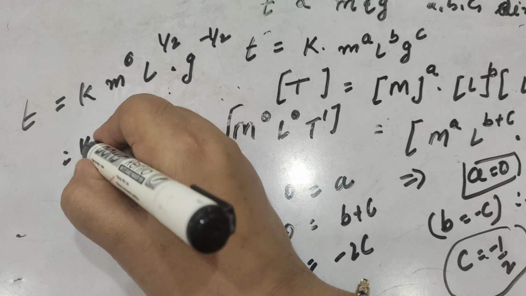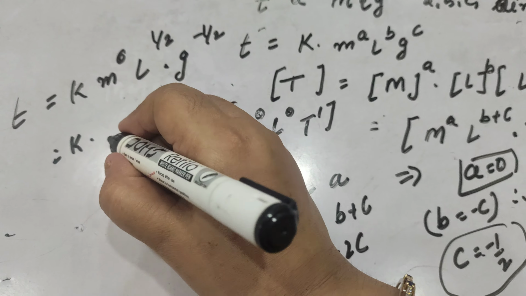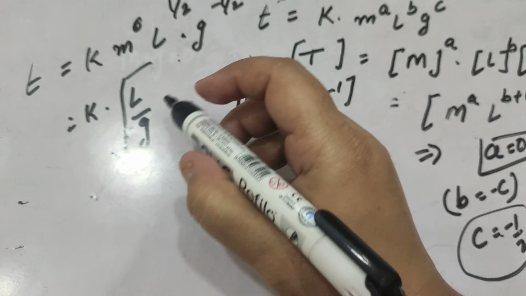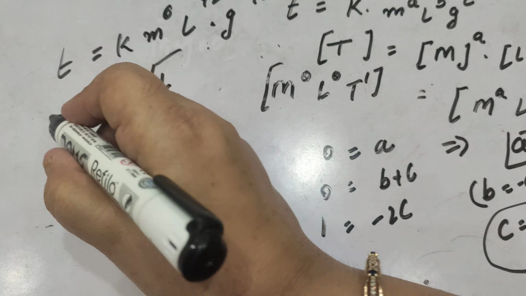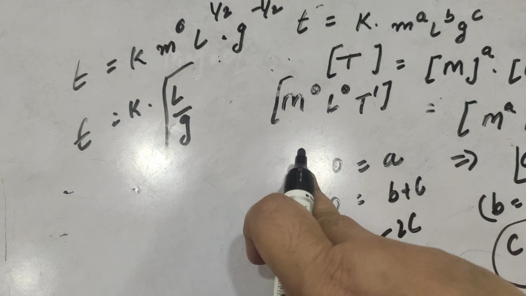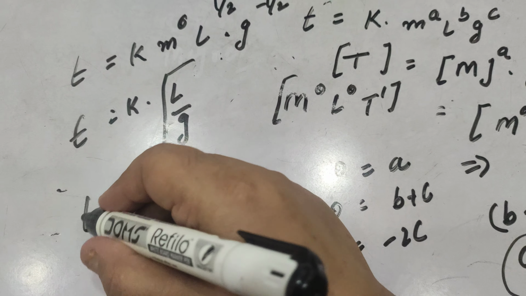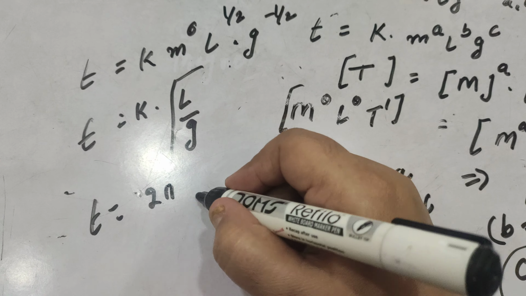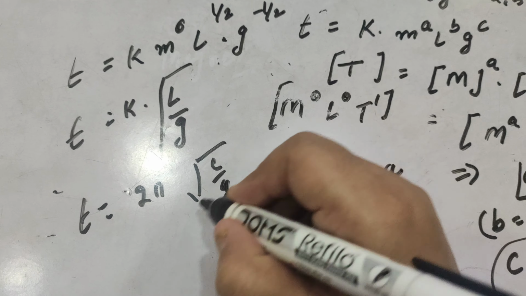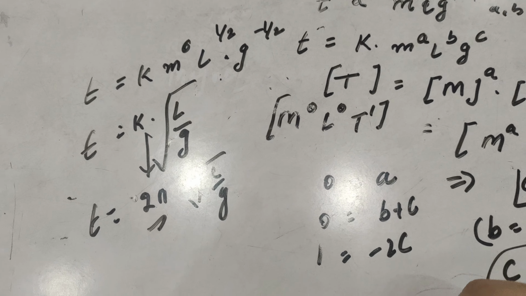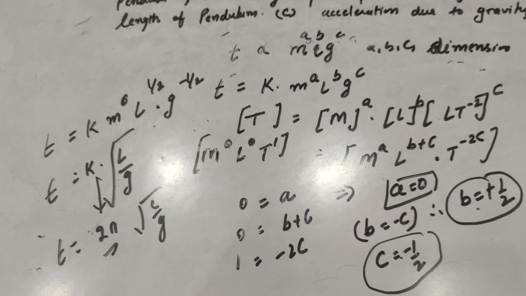So what will we get? K, and m raised to power 0 we will remove now. So k times L upon G raised to power 1 by 2, which means root. So this is the formula for time period. We have earlier studied in our previous slide that T is equal to 2 pi root of L upon G. So k is equal to 2 pi is the actual value of the constant. So this is how we have calculated.